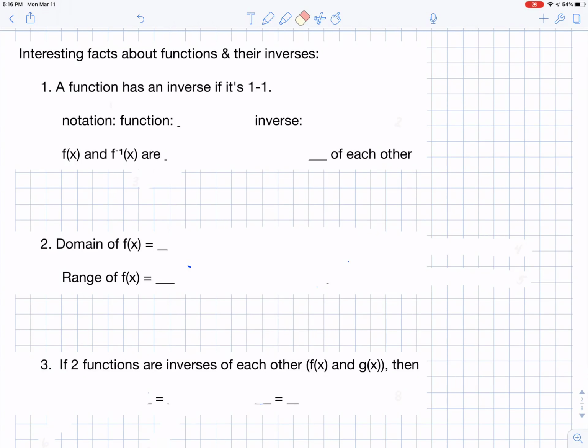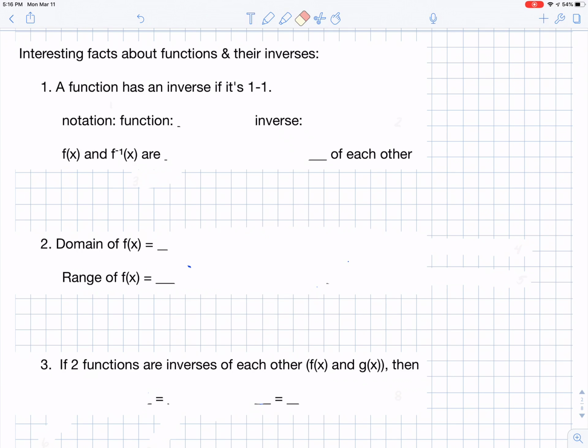Hey folks, this is your second video dealing with inverses. And this video is all about the 5 interesting facts about functions and their inverses. I'm going to refer to this video quite frequently during class, so make sure that you are familiar with this video.